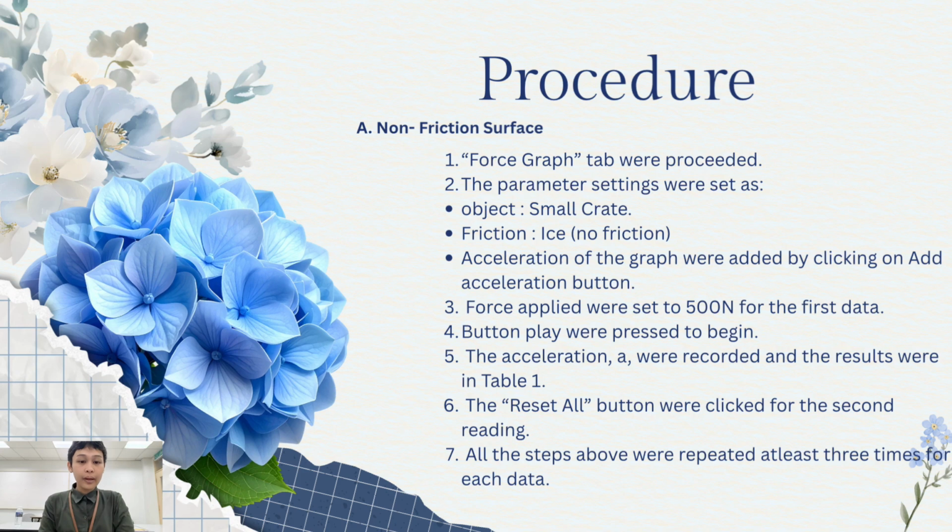Now I will explain the procedure for non-friction. First, the force graph tab will proceed, then the parameter settings will be set as object small crate, friction is no friction, and acceleration of the graph was added by clicking on the Add Acceleration button. Force applied was set to 500 N for the first data. The play button was pressed to begin.